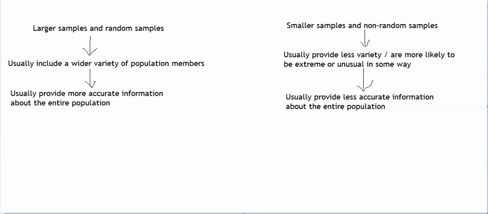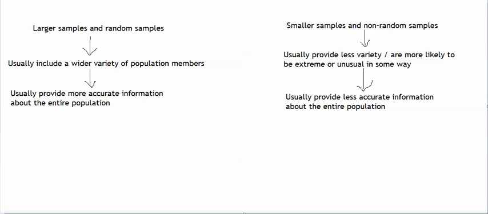The opposite of a representative sample is a non-representative sample that doesn't have the same mixture of different types of people as the entire population. A non-representative sample is a sample that has too many of some types of people and too few of other types of people.